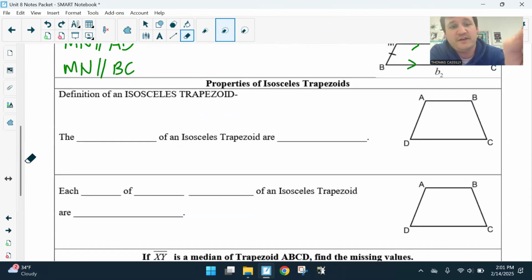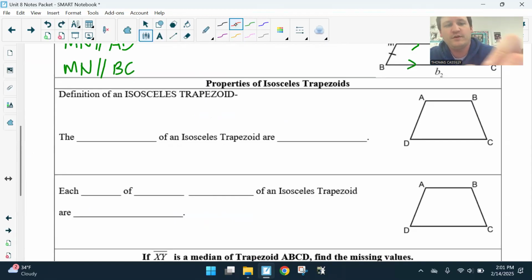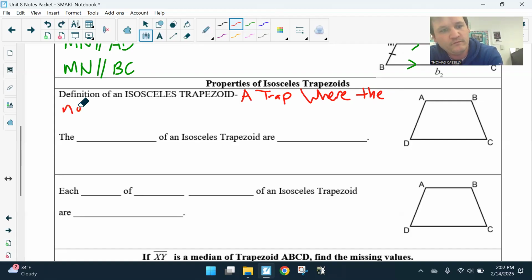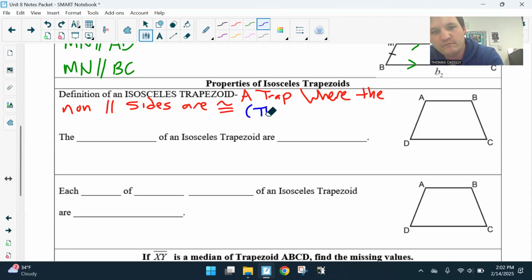So the definition of an isosceles trapezoid is, first and foremost, a trapezoid where the non-parallel sides are congruent. I'm going to use our congruent symbol here. We call these legs. The legs are congruent.